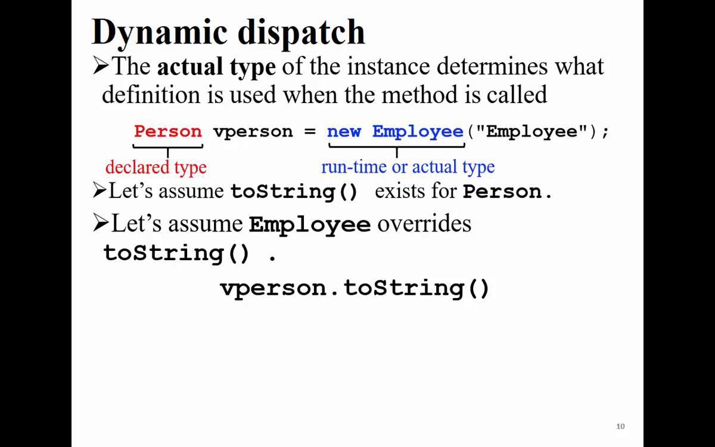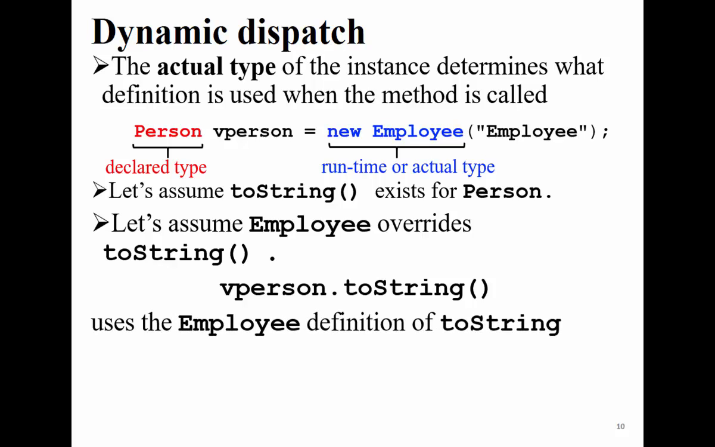Wrong. We're not going to call person.toString. Why? Based on our polymorphism, we're going to look at the actual type. What's the actual type? Employee. So we're going to call employee.toString. We're not going to call person. If you answer person.toString, you're going to have a wrong answer.